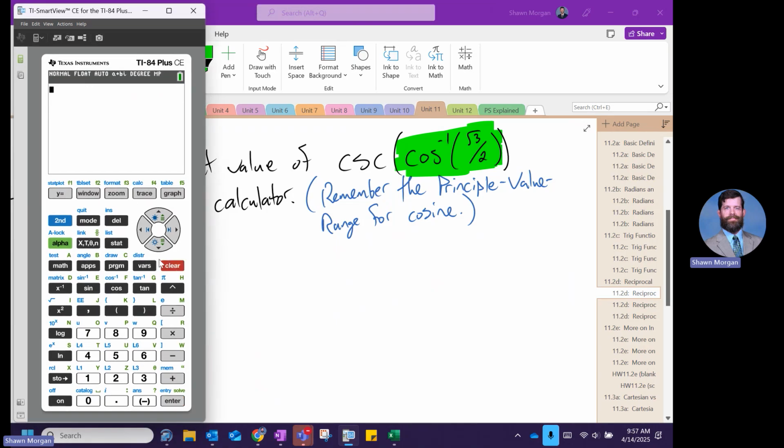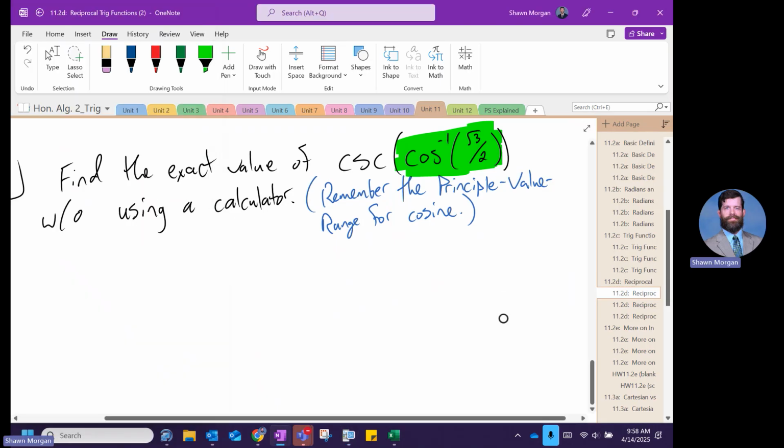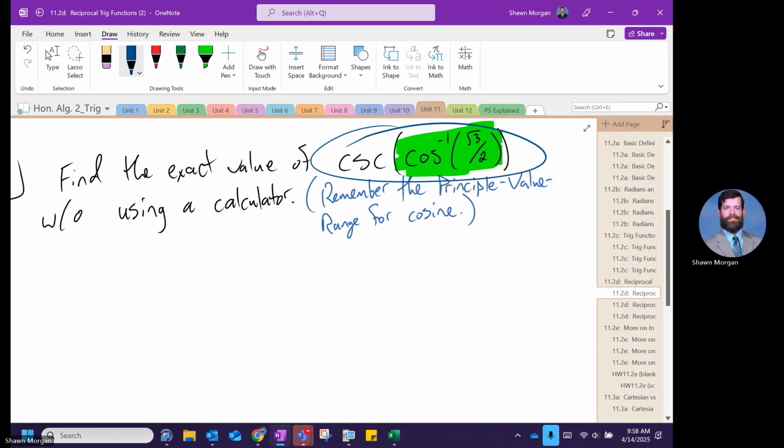I am in degree mode, so that's fine. I'm going to hit second cosine, and then we'll just do radical 3, get out of the radical, divide by 2, and I get 30 degrees, okay? So this is saying, hey, in essence, we want to know what is the cosecant of 30 degrees, all right?